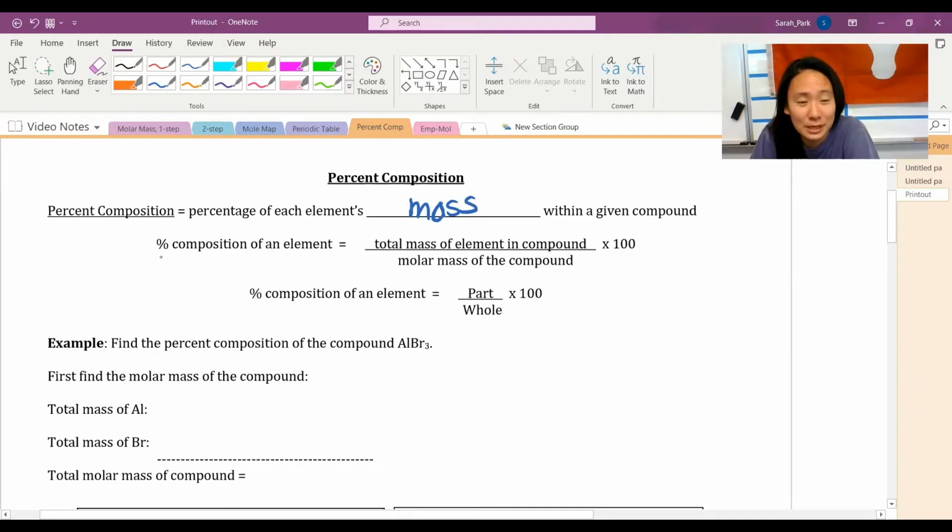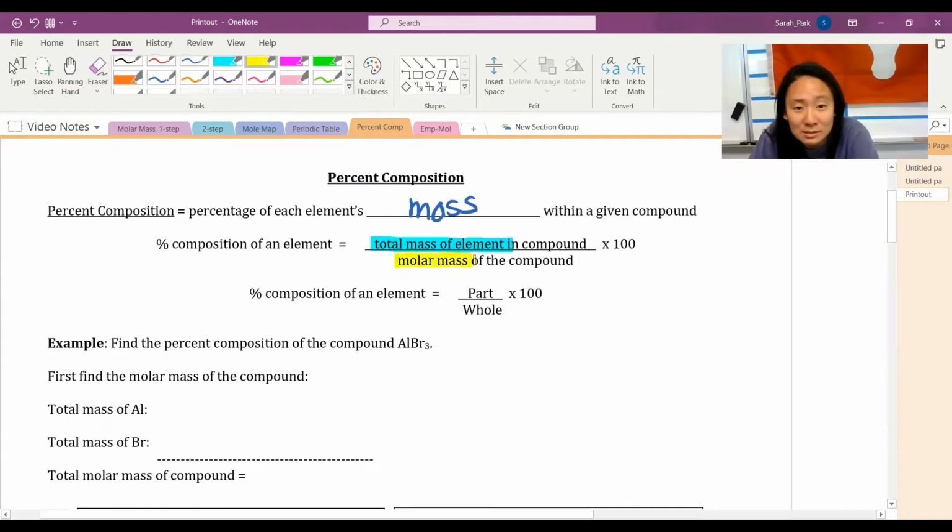compound. So percent composition is calculated by taking the mass of an element, so the total mass of all of that single element in that compound, divided by the molar mass, meaning the mass of the entire compound. You're going to multiply by 100 to get that percent. A simple way to think about this is part divided by whole times 100 gets you a percent composition.